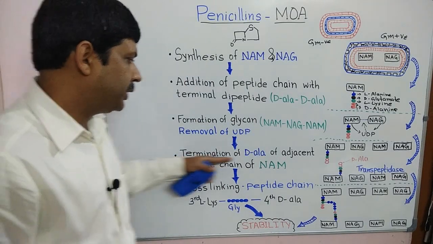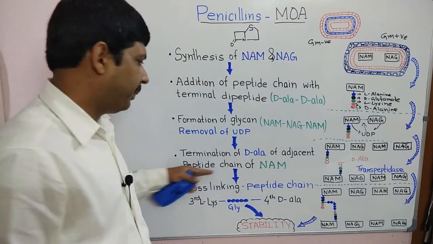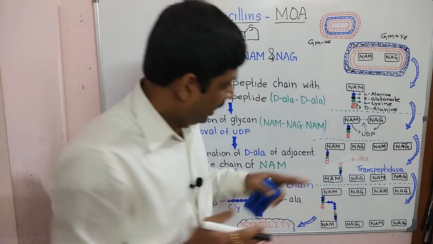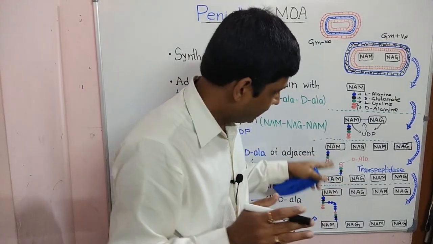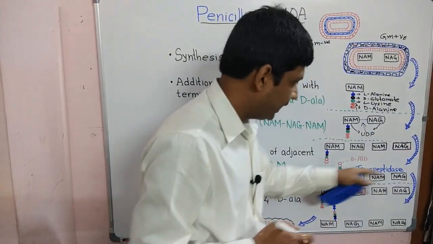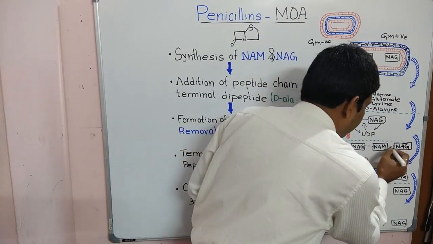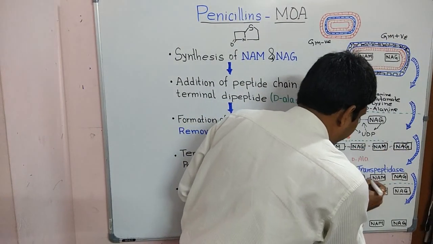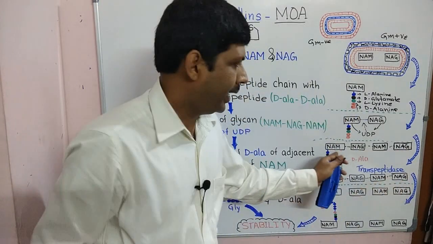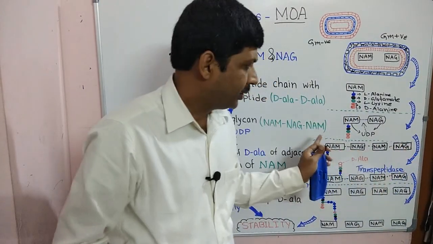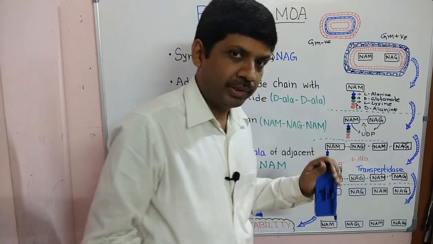There is termination of D-alanine of adjacent peptide chain. So there would be two chains. One chain is this, one chain is this. The cross linking is already done. So there is an alternate NAM and NAG: NAM, NAG, NAM, NAG, like this. So the chain is formed by this process.